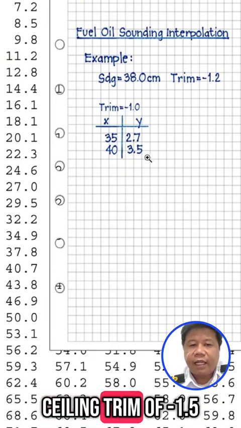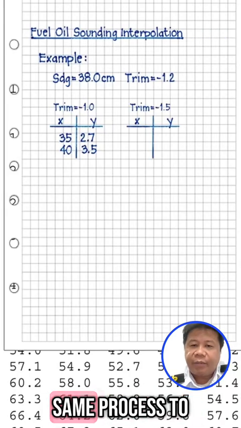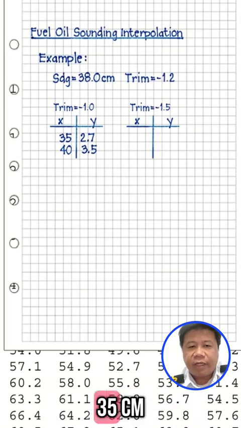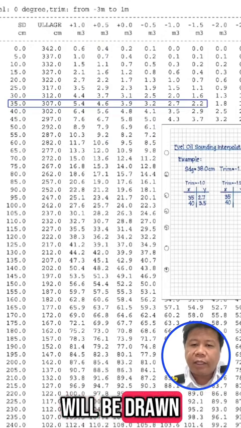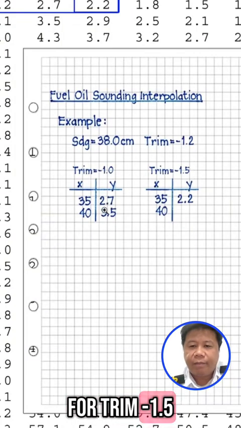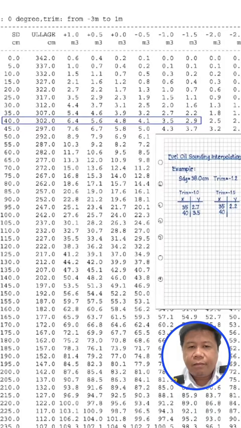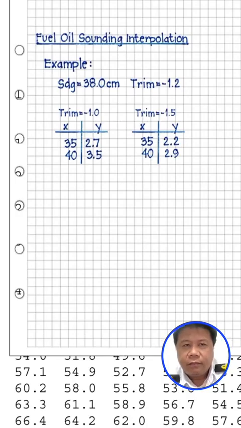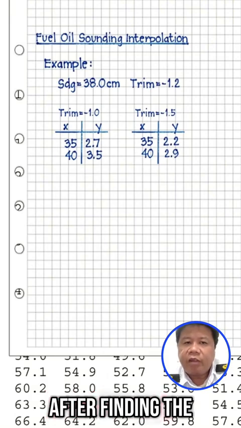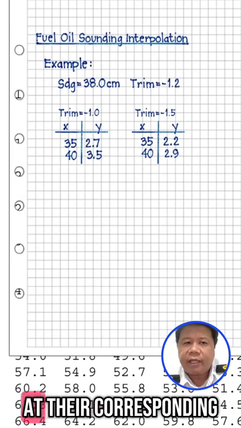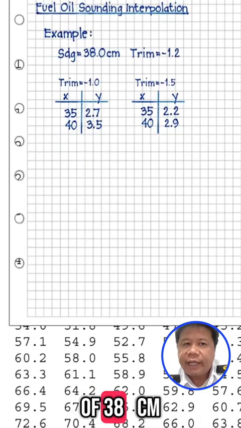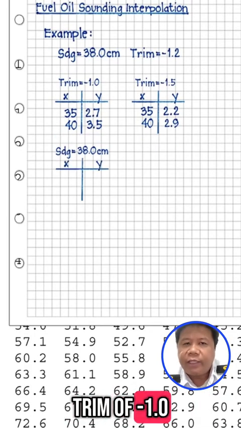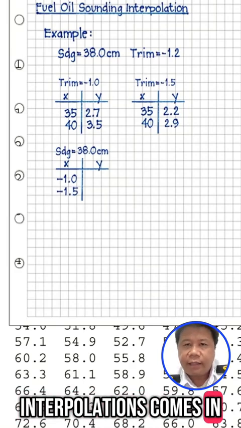Now, for the ceiling trim of -1.5, we will repeat the same process to find the equivalent volume for the sounding of 35 cm and 40 cm. Of course, this time, the rectangular box will be drawn around the column for trim -1.5. After finding the equivalent volumes for each floor and ceiling sounding at their corresponding trims, the next step is to find the equivalent volume for our actual sounding of 38 cm using the floor trim of -1.0 and the ceiling trim of -1.5. This is where interpolation comes in.